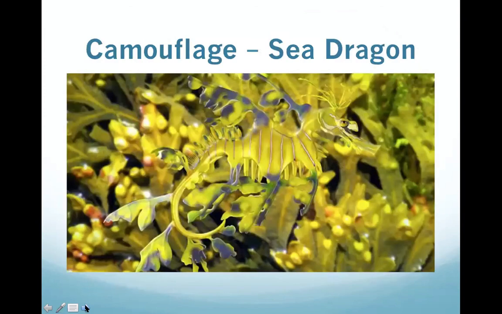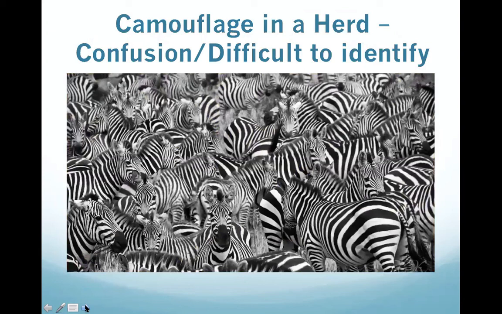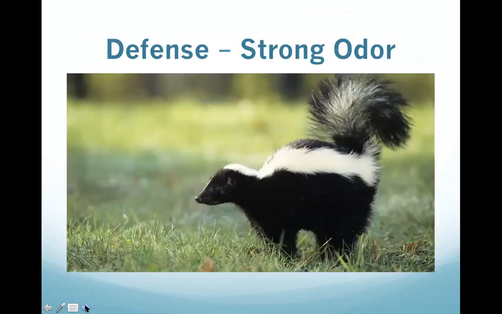So what type of adaptation is this? Of course, camouflage. That sea dragon is hiding there really well. This type of camouflage, of course, being in a herd. So their coloring causes confusion and it's hard to identify just a single animal from the herd. All right, another type of adaptation is strong odor defense. So think of like a skunk spraying something really nasty at you.